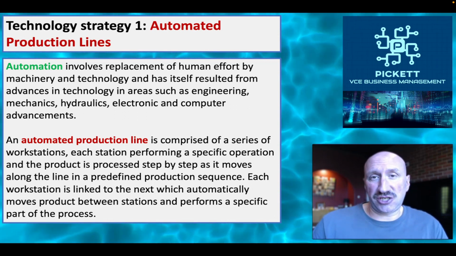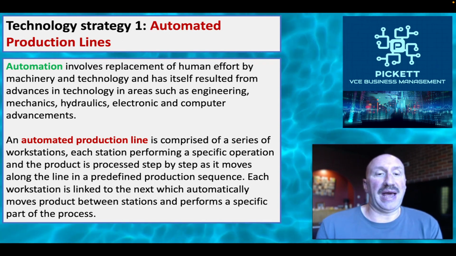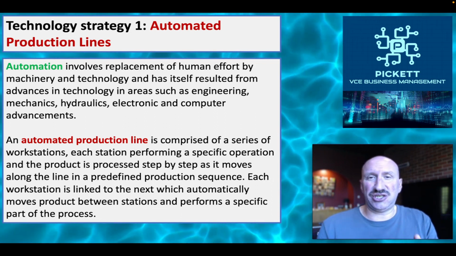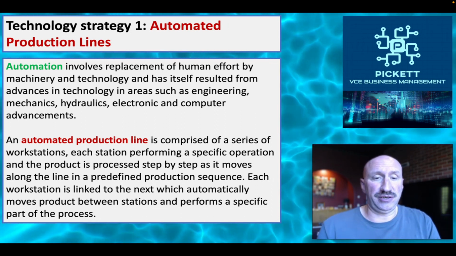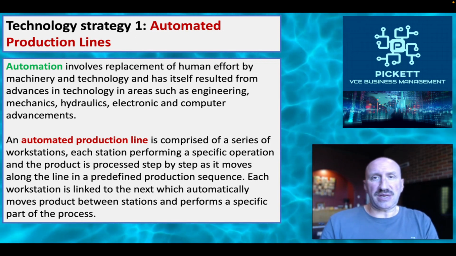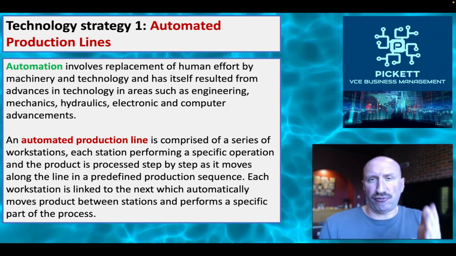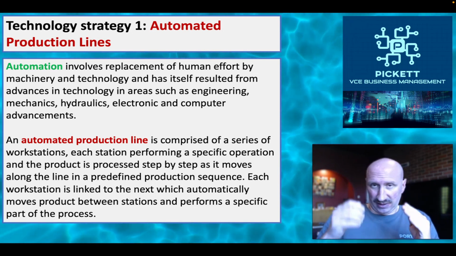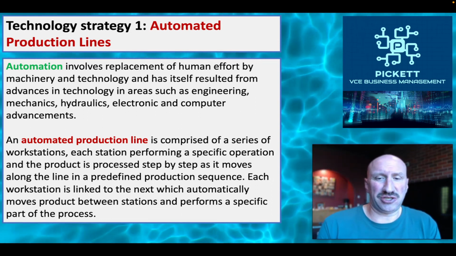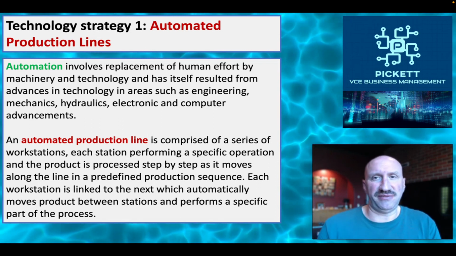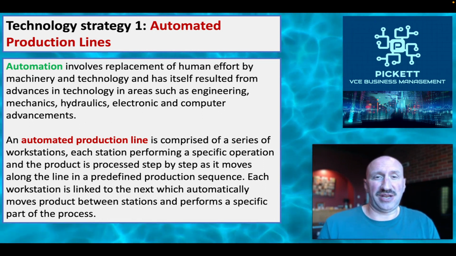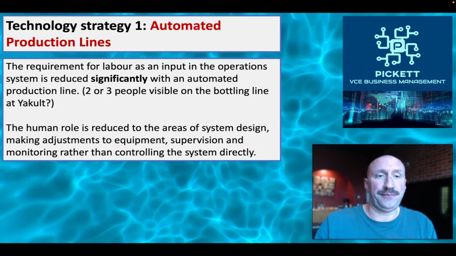Now, an automated production line, which is the one the study design actually mentions. So the automated production line is a series of workstations. Each station performs a specific operation, and the product then moves on step by step to the next station in a predefined production sequence. Each workstation is linked to the next, and the product moves along the production line. So again, just think back to your Yakult, makes it very, very simple to visualize. That is your automated production line. So there's a couple of definitions there for you to learn.